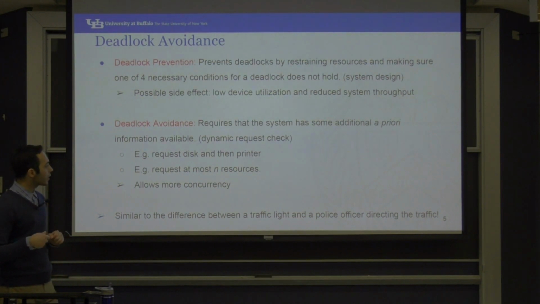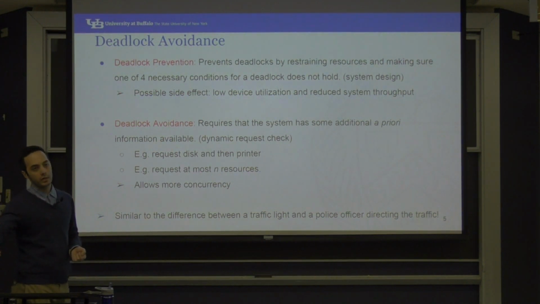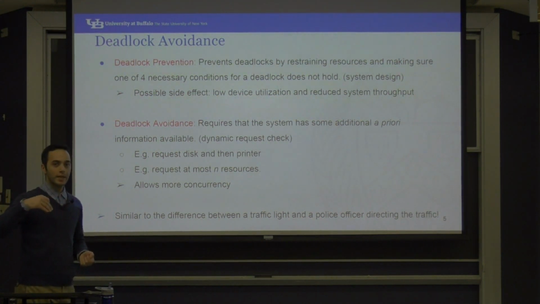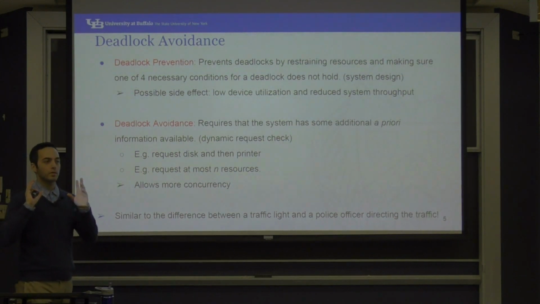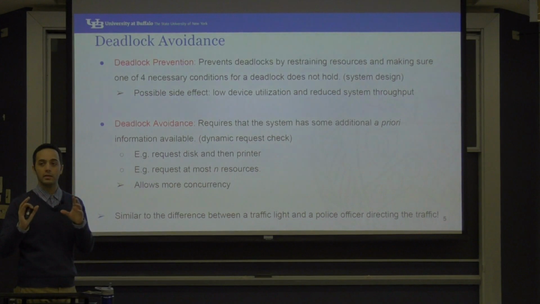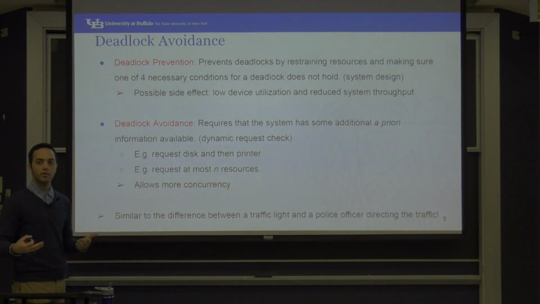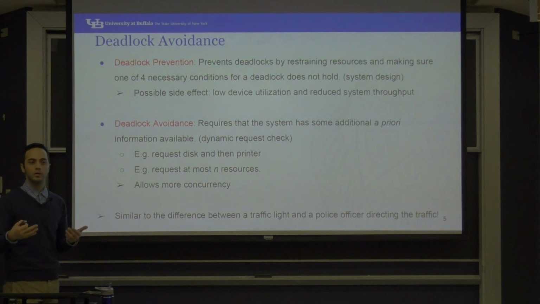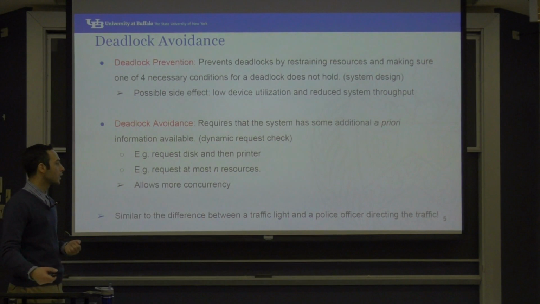For example, a process can give the system information ahead of time that it may request a disk and then a printer, whereas another process may say, okay, I want a printer then a disk. In this case, the system can see a possible deadlock state in the future. So dynamically, based on the order of requests, it can decide that maybe a process should wait so that we don't end up in a deadlock state.